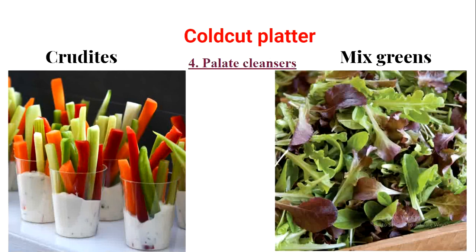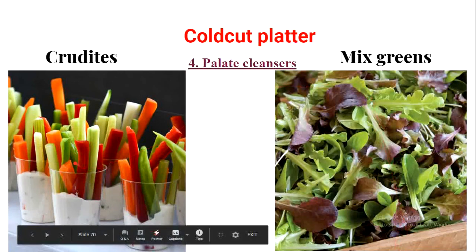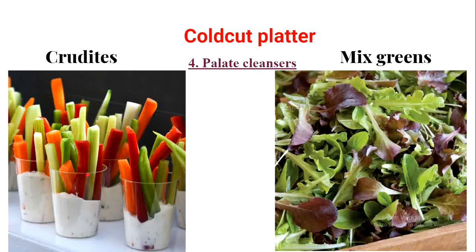Here you can see the picture of crudites. Crudites are basically raw vegetables which are cut into finger shape and normally served with some kind of dip. And here you can see mixed green also. Mixed green also goes as a palate cleanser in the cold cut platters.